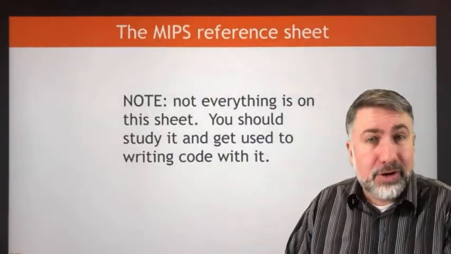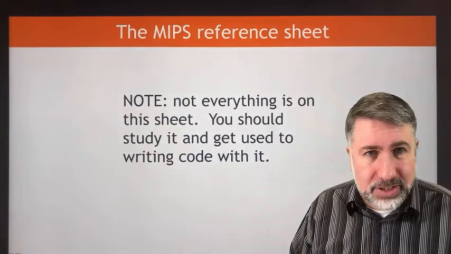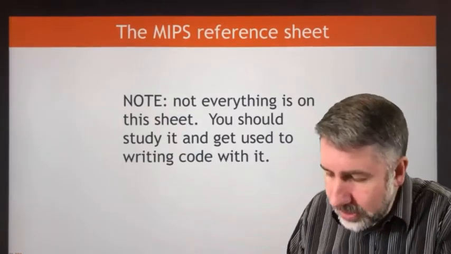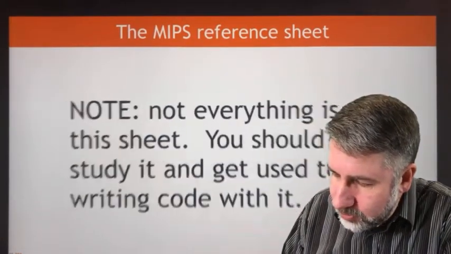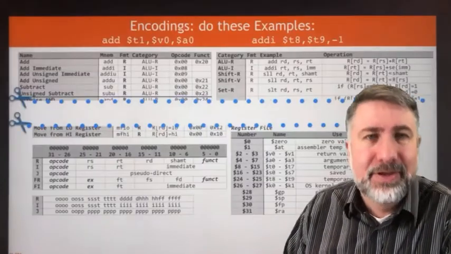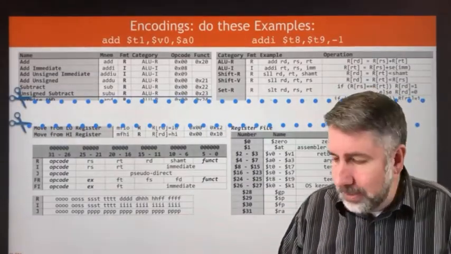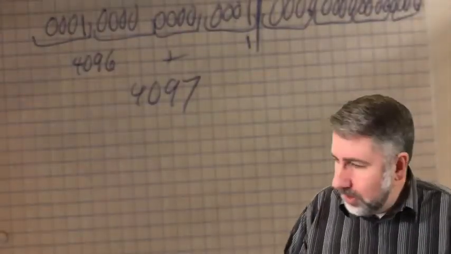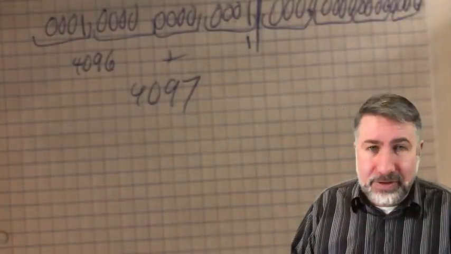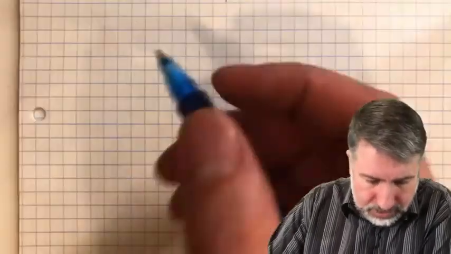Okay, the important thing to remember is that not everything is on this sheet, but you should get used to writing code with it, right? So let's do an example. These are the examples that are in the form here. We're going to do an example, and then hopefully that'll give you an idea of how to do this. So the example we're going to do is going to be, I've lost it. Where did it go?